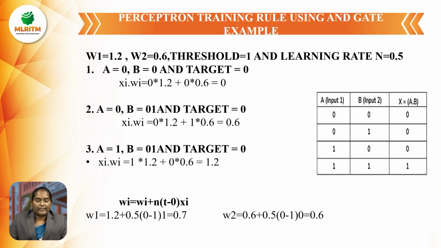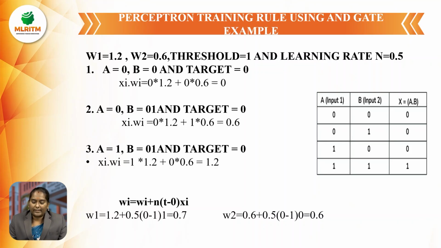Let us take an example using Boolean gates: AND, OR, XOR, NAND. In this session, I will explain the AND gate. First we have to take the truth table, with A, B, and A AND B. A AND B means A into B. So 0,0 gives 0; 0,1 gives 0; 1,0 gives 0; 1,1 gives 1. Initially the weights given are W1 equal to 1.2, W2 equal to 0.6, threshold value equal to 1, and learning rate n equal to 0.5.